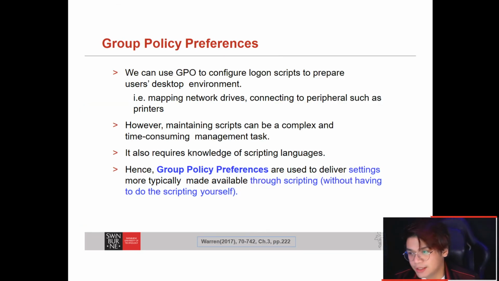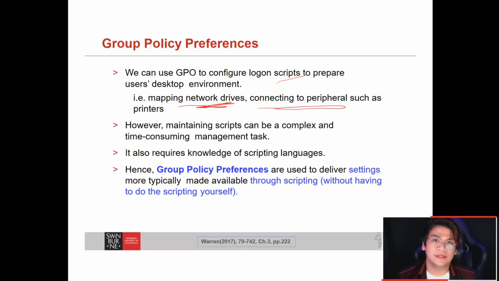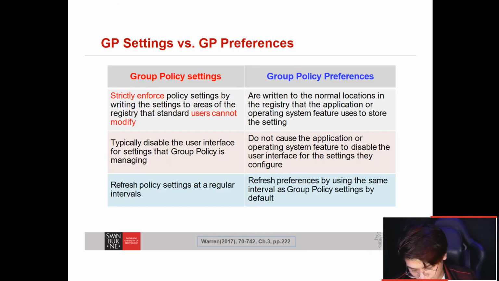As I mentioned earlier, we can use the GPO to configure logon scripts to prepare the user's desktop environment, such as mapping the network drive for the user, connecting peripherals such as printers, the network printers, and so on. However, maintaining scripts can be a complex and time-consuming management task. It also requires knowledge of scripting languages. So instead of using script, we use Group Policy Preferences, which are used to deliver settings more typically made available through scripting, but without actually doing the scripting yourself.